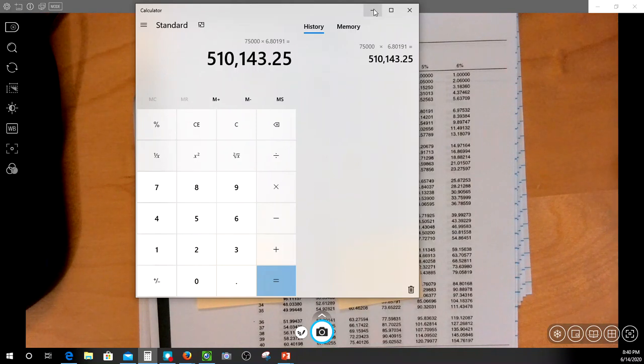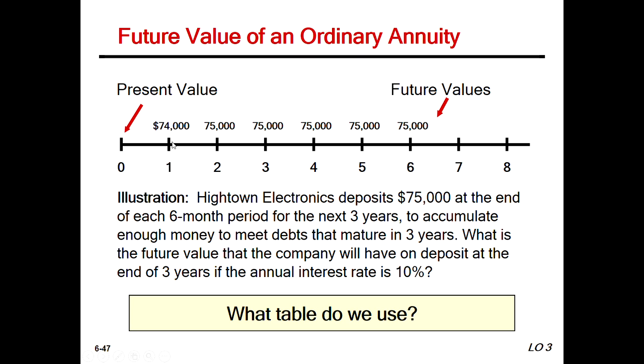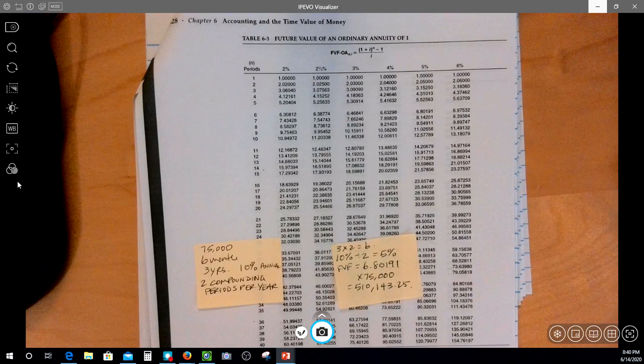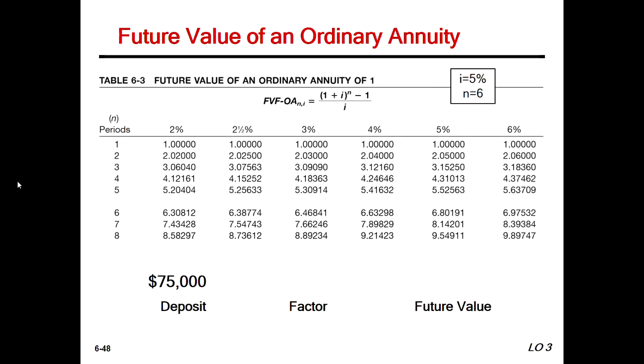Now they put a 74 here. Sorry, you're not looking at what I'm looking at. You see they made a mistake here. That should be 75,000 right there. So that means that with these 6 payments, at the end of these periods, they will have accumulated $510,143.25.